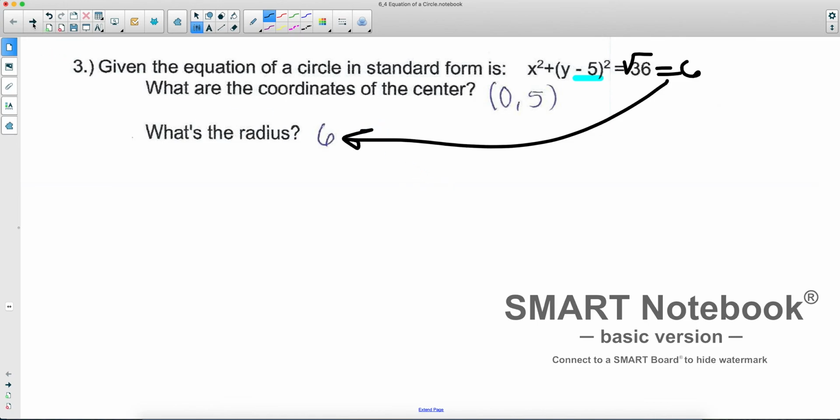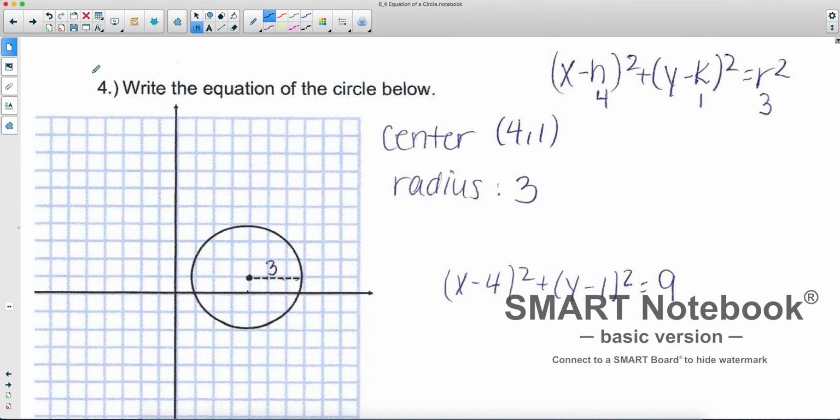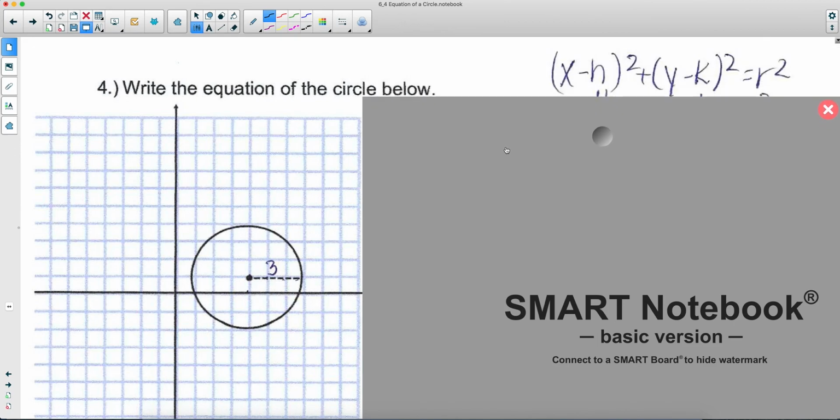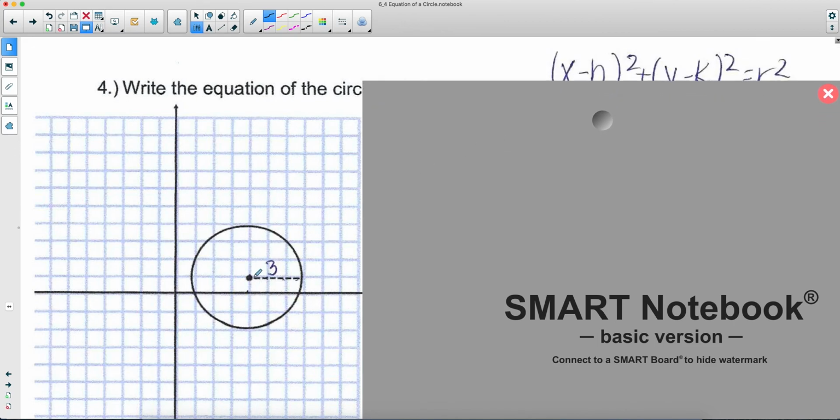Okay. All right, I have a couple more questions for practice, and then that's it for the equation of the circle, day 1. So here, write the equation of the circle below. We always have to start with two things that we need, the center and the radius. Here's your center: 1, 2, 3, 4, comma 1. So (4, 1) is your center. And the radius is 1, 2, 3. So your radius is 3.